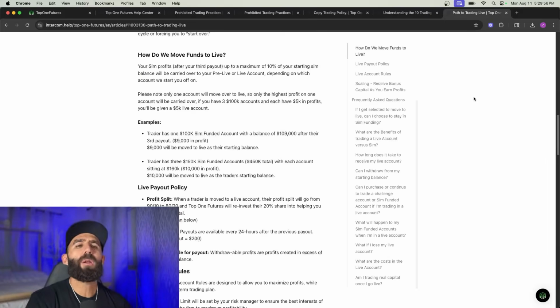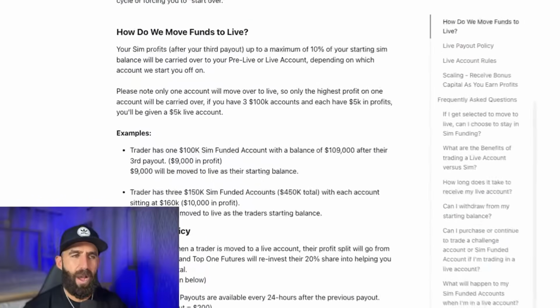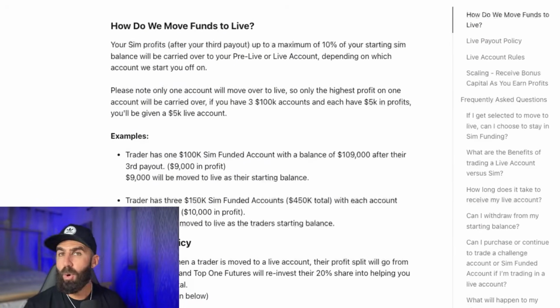Another rule to be talking about here is the move to live. I've seen some confusion, right, about the move to live with Top 1. Important to note, they are looking to reward traders who are actually attempting to trade, not just exploit the sim environment by paying them out heavily compared to other firms, and then get them moved to a live account quickly, right? One of the fastest moves to a live transition in the industry.